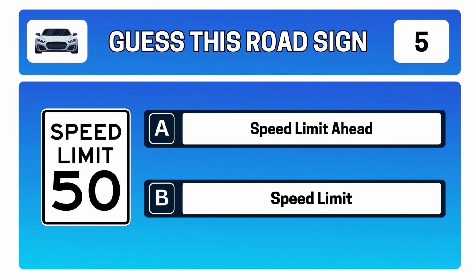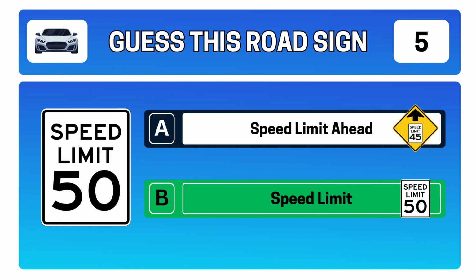Guess this road sign. A. Speed limit ahead. B. Speed limit. Good observation. That's the speed limit sign.